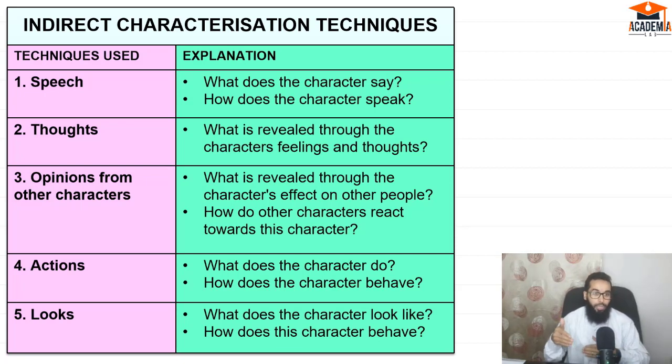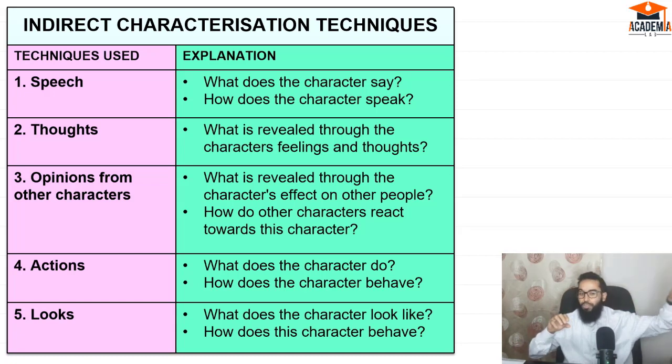So this is indirect. The author doesn't tell us this character is funny, but the speech of the character has a joke within it. So we can tell it's funny without the author telling us. It's indirect. Thoughts: what is revealed through the character's feelings and thoughts. Number 3, opinions from other characters. Sometimes when we read a story, other characters give their opinions about a certain character.